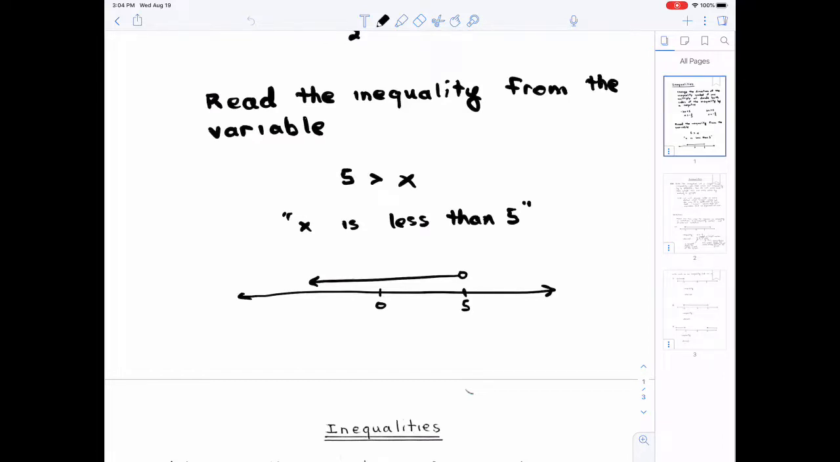A lot of people that read this as 5 is greater than x would put it going to the right because they would see this as a greater than. Okay, it's 5 is greater than x. Yes, that's true. But really what it's saying is x is less than 5. So I suggest you read it that way.